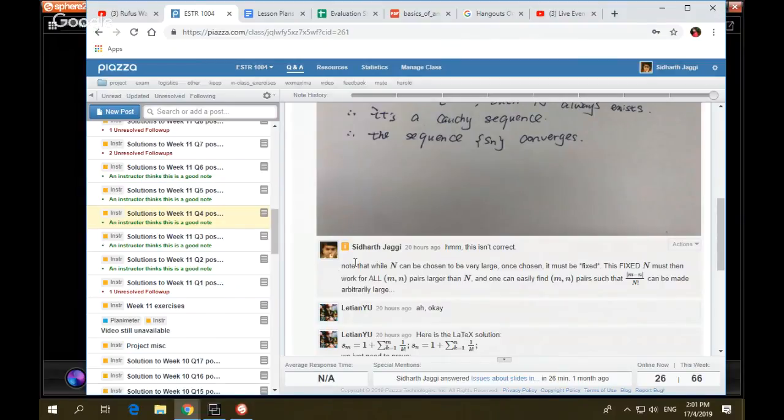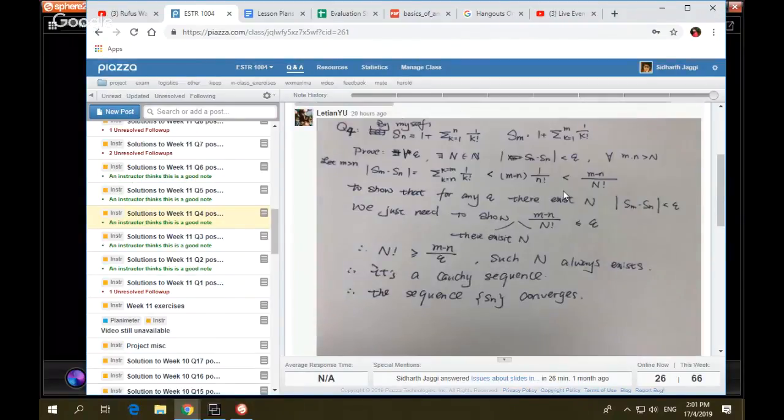So her first attempt was to show, okay, I look at the mth term and the nth term, and look, Sm minus Sn can be (m minus n) over n factorial. So I can always make this smaller than any epsilon I want, just by choosing capital N to be sufficiently large, right? And this is always a temptation. The temptation is to say, oh, I just want to make something sufficiently small, like smaller than any epsilon I want, and my proof is complete.